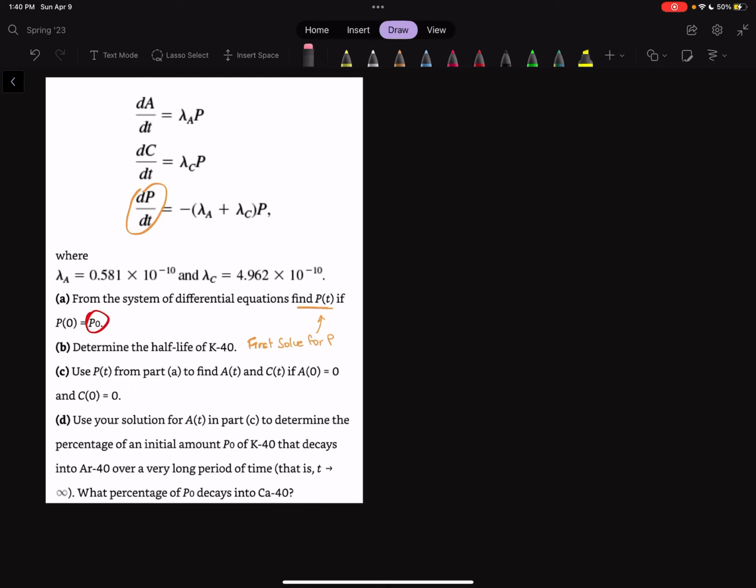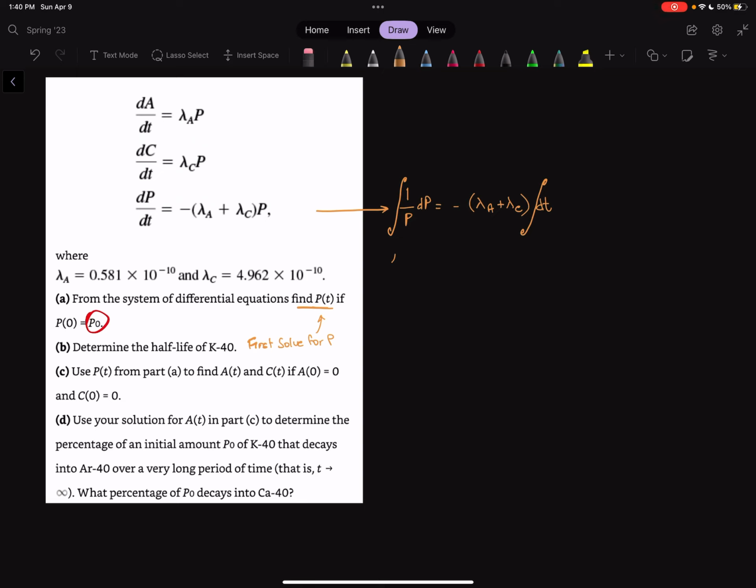So if I give you this system, and I tell you first solve for p, the first thing I'd like you to notice is that this is separable, so that I could just write 1 over p dp equals negative lambda a plus lambda c dt, and I could just take the integral. That part is a constant, so I leave it out, and I can take the integral.